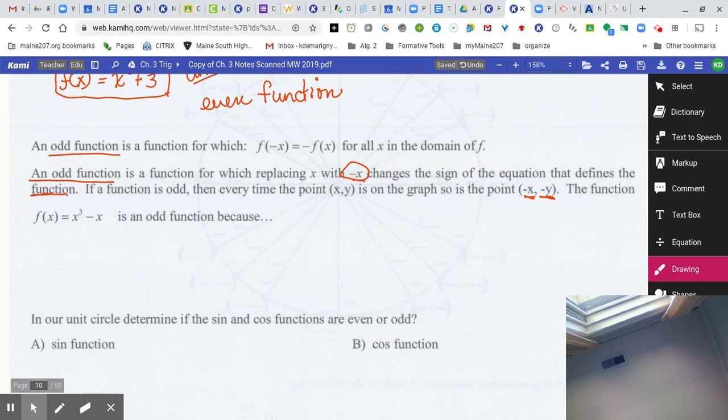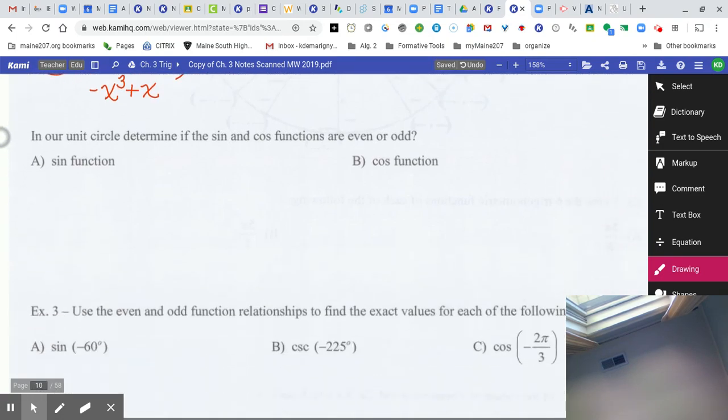For example, if you are going to put a negative x here, I have a negative x cubed and then minus a negative x. Well, a negative x cubed is still a negative x cubed, but minus the negative changes this to plus a positive. So because the signs are reversed when I put in a negative value, this becomes what's called an odd function.